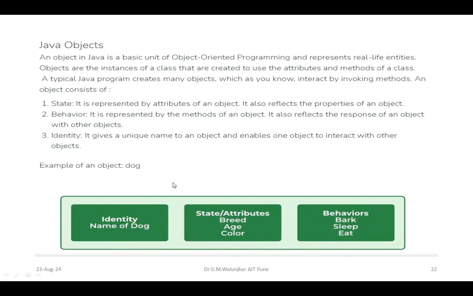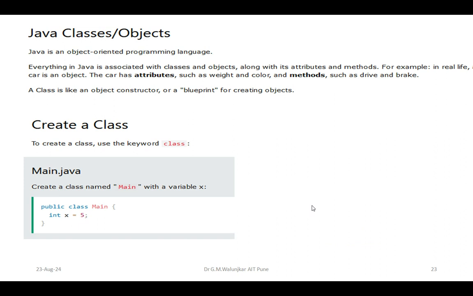For example, take the object dog with respect to the class animal. What is the identity? Identity is the name of that particular dog, the name you give to it. What is the state of that dog? Its color, age, and breed. These are the state attributes. And what is the behavior of that dog? Barking, sleeping, eating, something like this. So these are the three important things associated with an object: identity, state, and behavior.